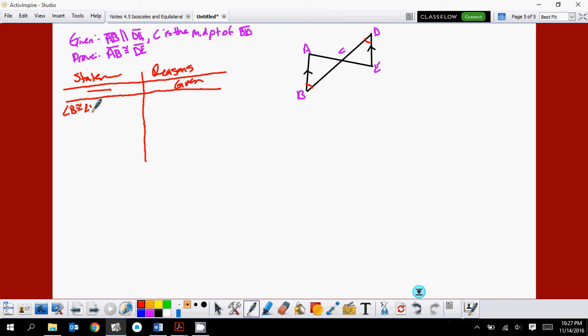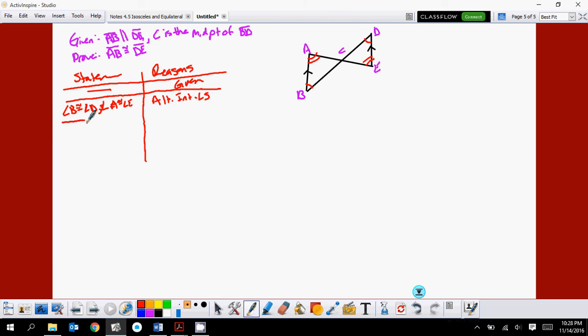And I could have picked another pair. Angle A is congruent to angle E. My reason, those are alternate interior angles. Woohoo!